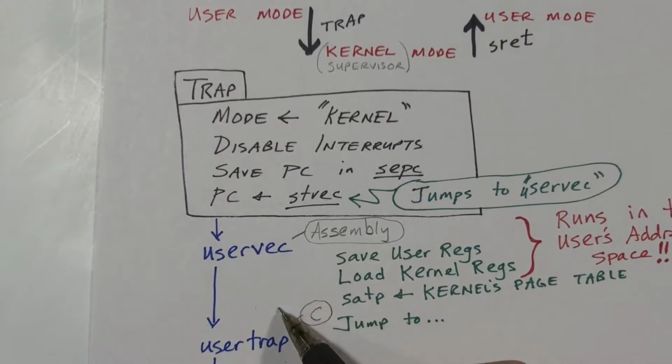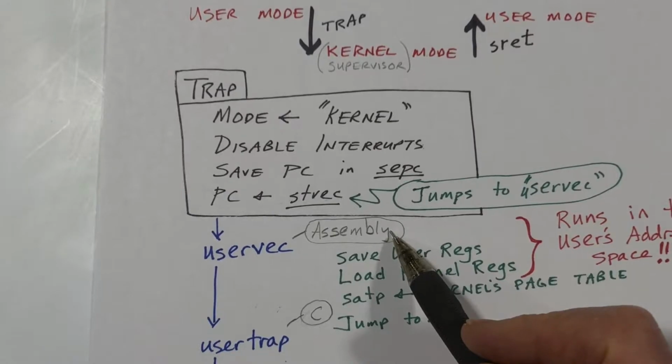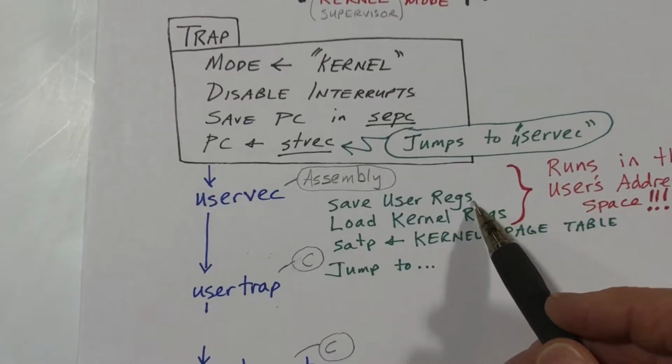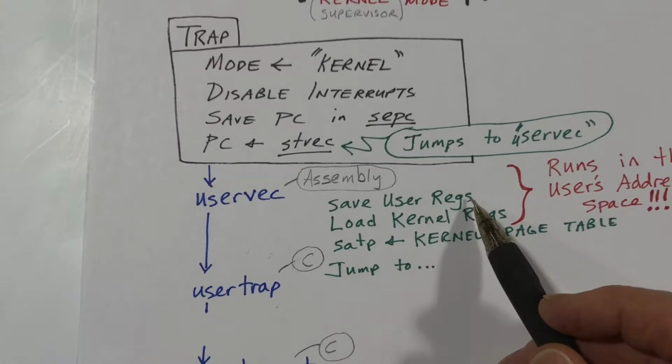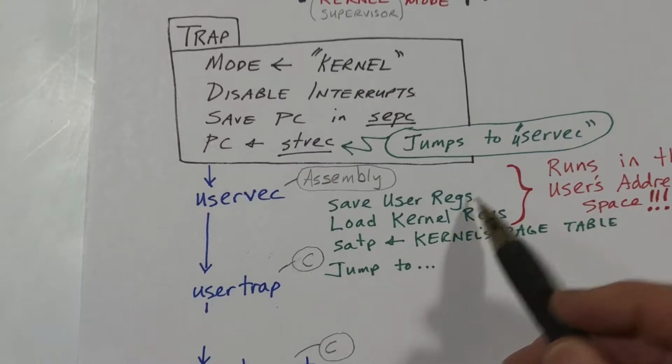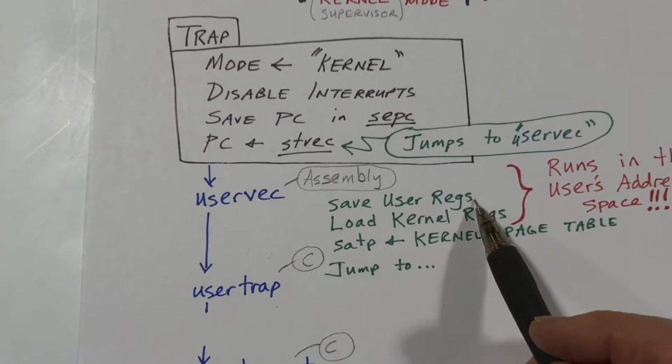The uservec routine is written in assembly language, and it will begin by saving the user registers. The general purpose registers and the program counter are very important to the user program, and they need to be saved immediately so later we can restore them. We can't really do anything without using general purpose registers, so this has to be more or less the first thing we do, saving the user registers.